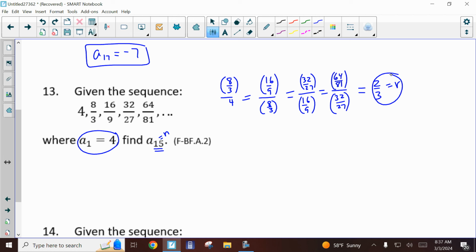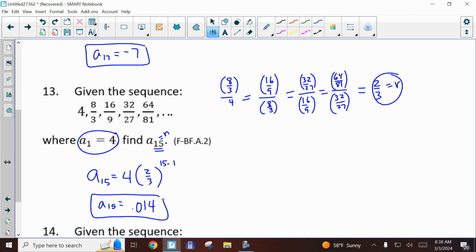So now to find the 15th number, we can go into our formula. The 15th number is going to be the first number, which is 4, multiplied by r, which is 2/3, to the 15 take away 1. When you put this into the calculator, it's going to spit out A15 equals 0.014. And if you look at the test and the test has a fraction, you just hit the FD button and it'll change it to a fraction for you.